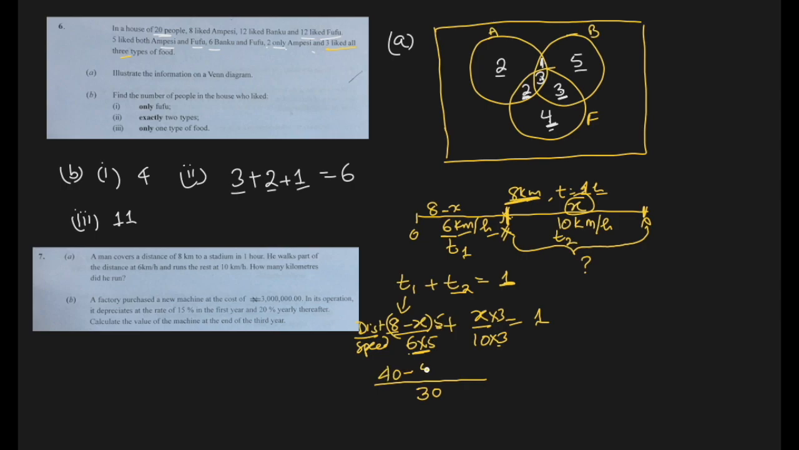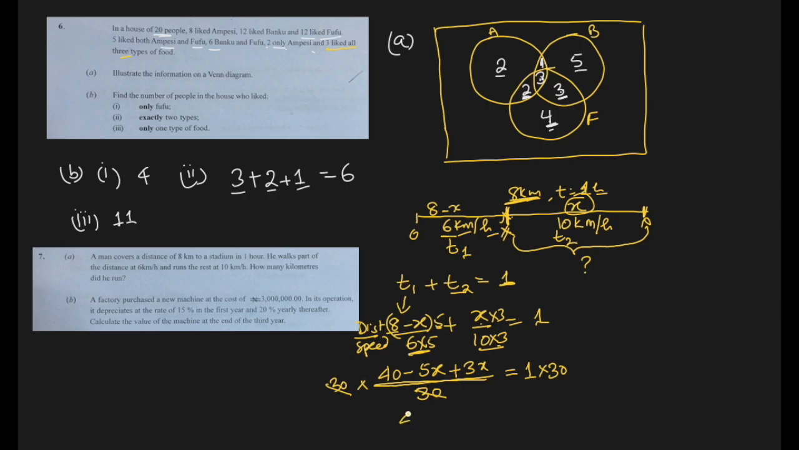40, 5 times x plus 3 times x, 3x, and I wrote a whole line here because both of them have the same denominator 30 now, so we can do that. And now we will multiply this by 30 so that this 30 cancels out, but we have to multiply the other side also.